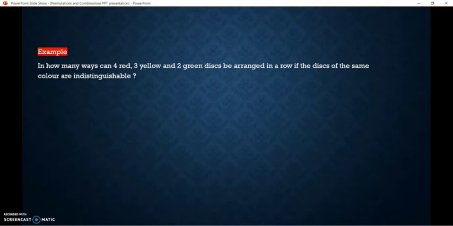Okay, if you are not able to distinguish between the discs of the same color. Say suppose there are 4 discs, right? You cannot distinguish between the 4 red color discs. They all look alike, right? There are 3 yellow discs. Okay, they look alike as a matter of fact. And again, 2 green discs, they also look alike, right? So the question is, in how many ways can I arrange this?